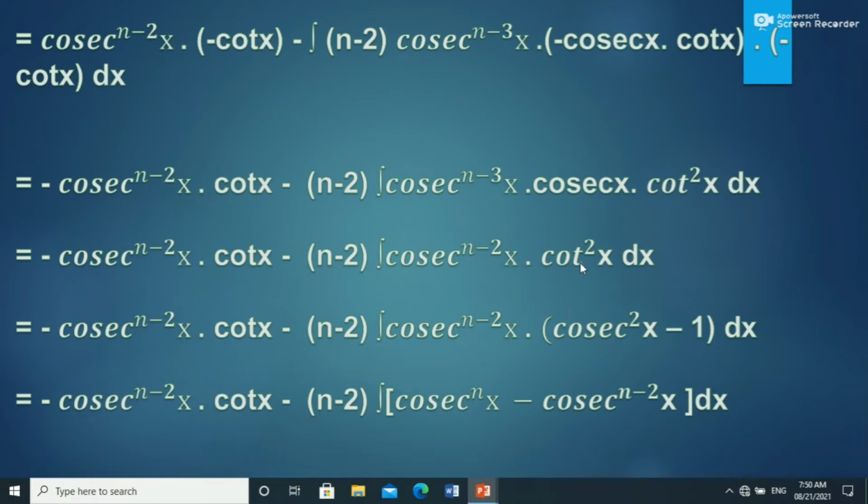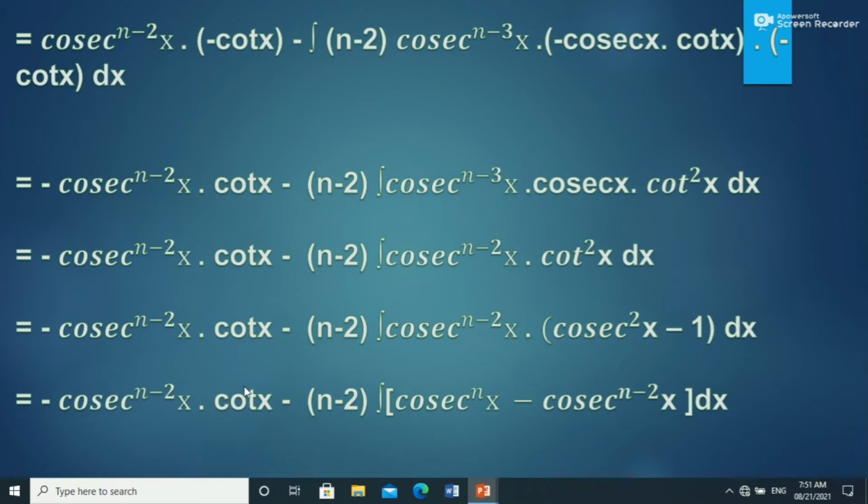Here we have to substitute cot square x in terms of cosec square x. We know the trigonometric identity 1 plus cot square x is equal to cosec square x, therefore cot square x is equal to cosec square x minus 1. In place of cot square x we replace cosec square x minus 1. Then finally minus cosec^(n-2) x cot x minus (n minus 2) into the integral of cosec^(n-2) x into (cosec square x minus 1) dx.